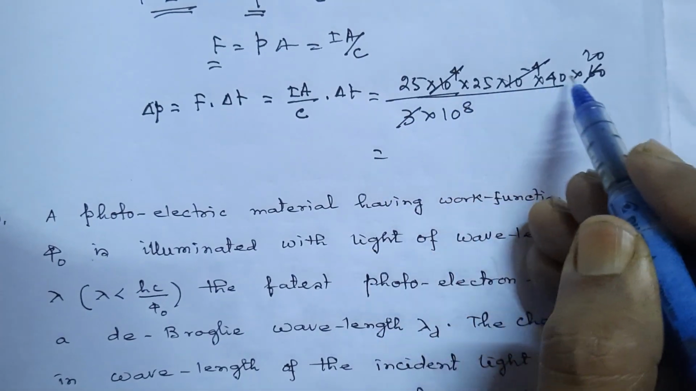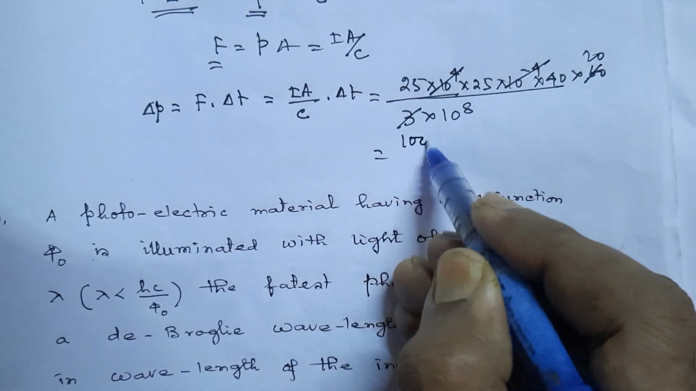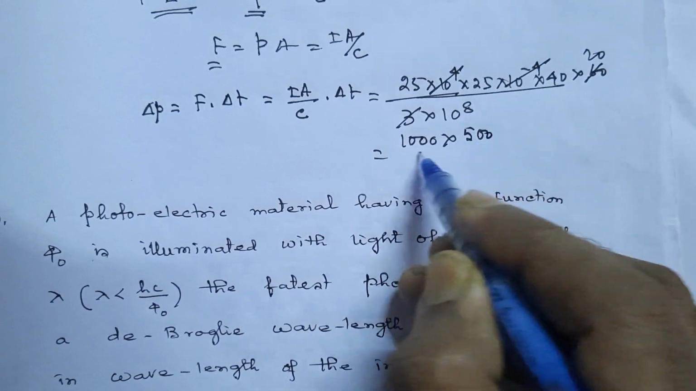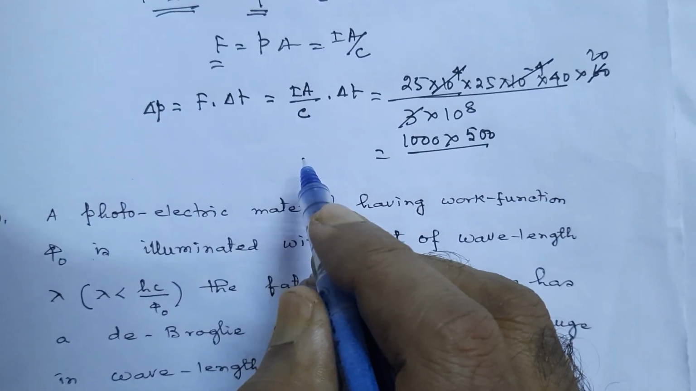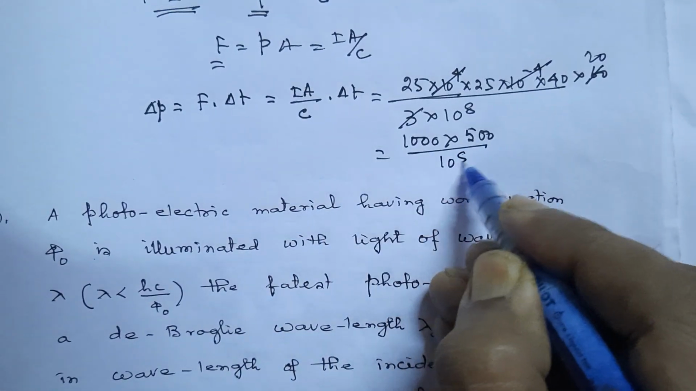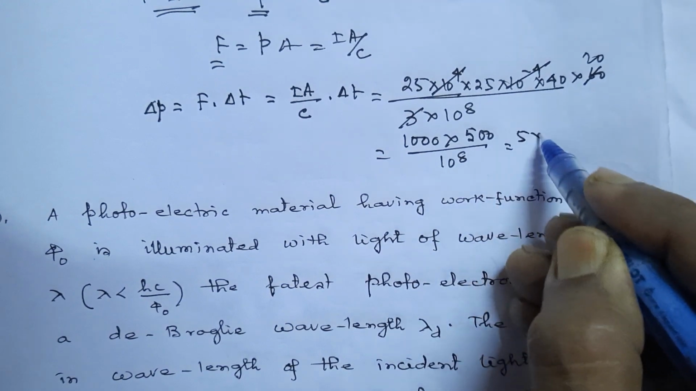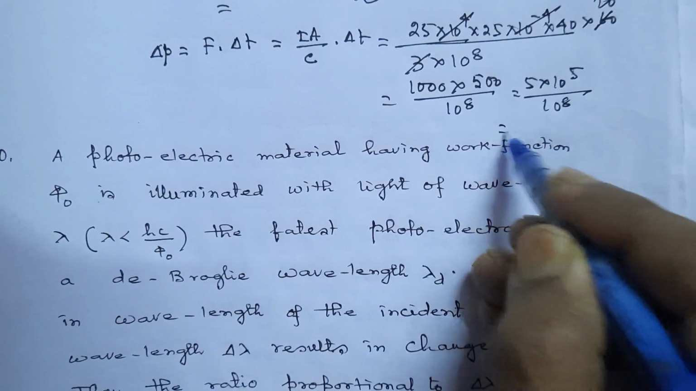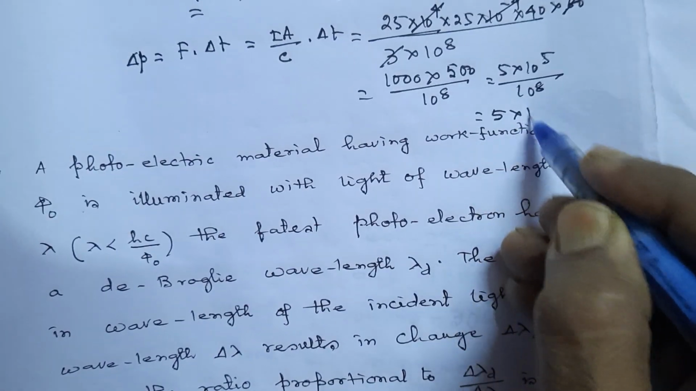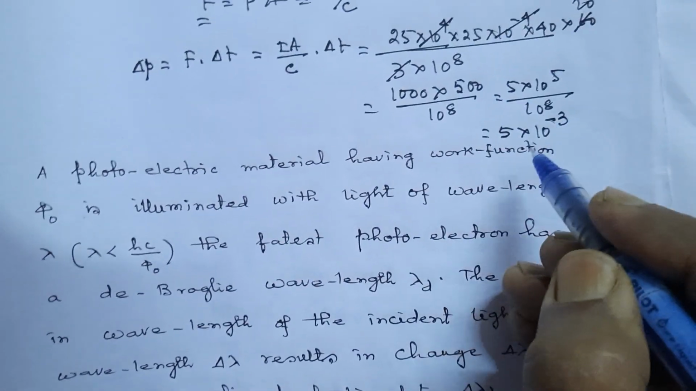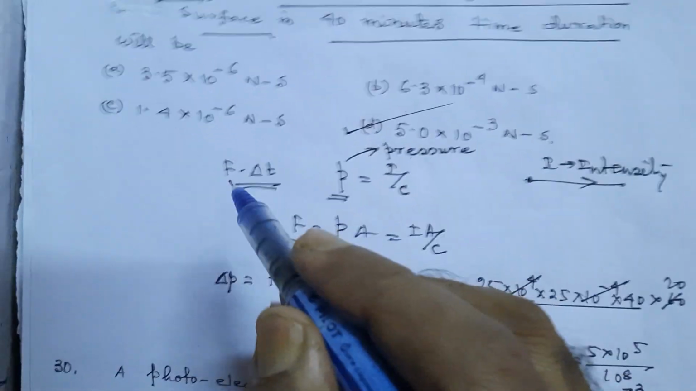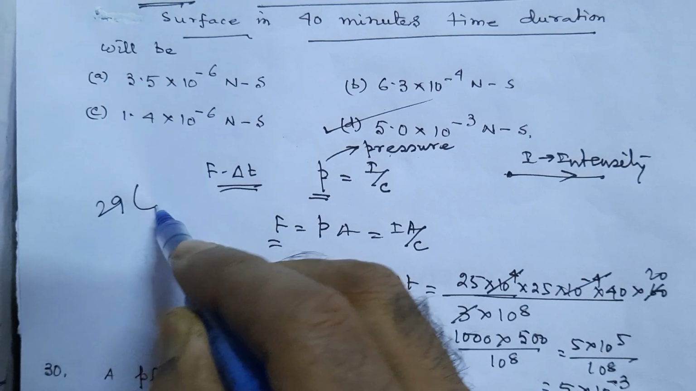25 into 40 means 1000. 25 into 20 means 500 by 10 to the power 8. That is 5 into 10 to the power 5 by 10 to the power 8, that is 5 into 10 to the power minus 3. We find this value in option D. So the correct answer to question number 29 is D.